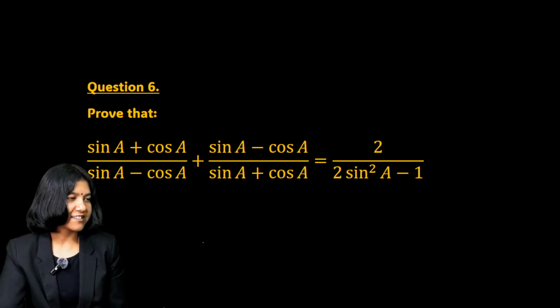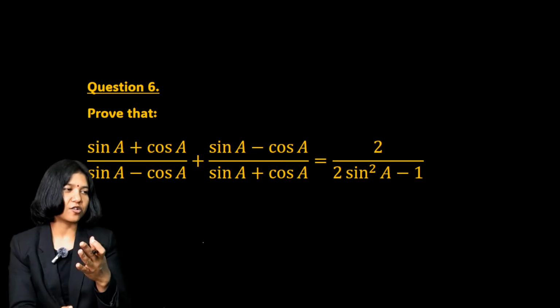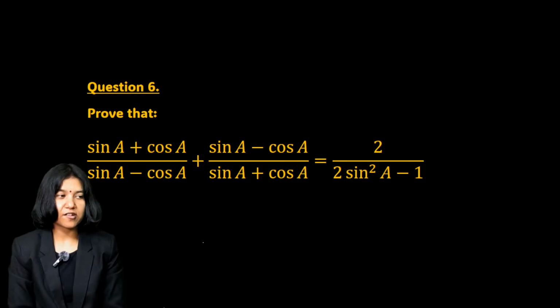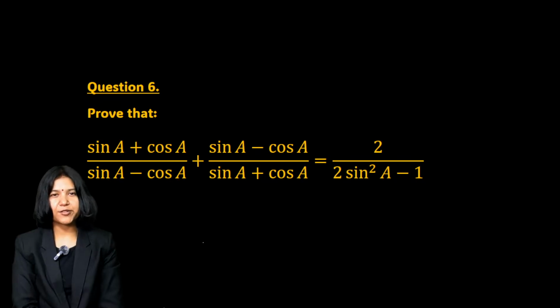Prove that sine A plus cos A, so the expressions are all the same, sine A plus cos A at the top, sine A minus cos A. Likewise, the other side what we have is just the reciprocals. Now the first thing that should come to your mind when you see such fractions is to make the denominators common. So in most of the cases that works.